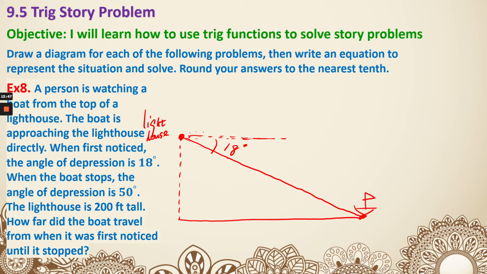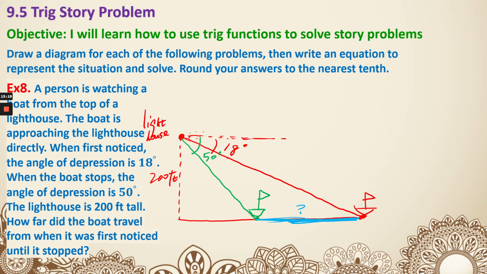Then the boat kept traveling until it stops. The angle of depression is 50 degrees this time, so our boat is now around here. Because this angle, the new angle of depression, is 50 degrees. The lighthouse is 200 feet tall. It is asking how far did the boat travel. So this is the section that is actually asking, this part. How far did it travel?